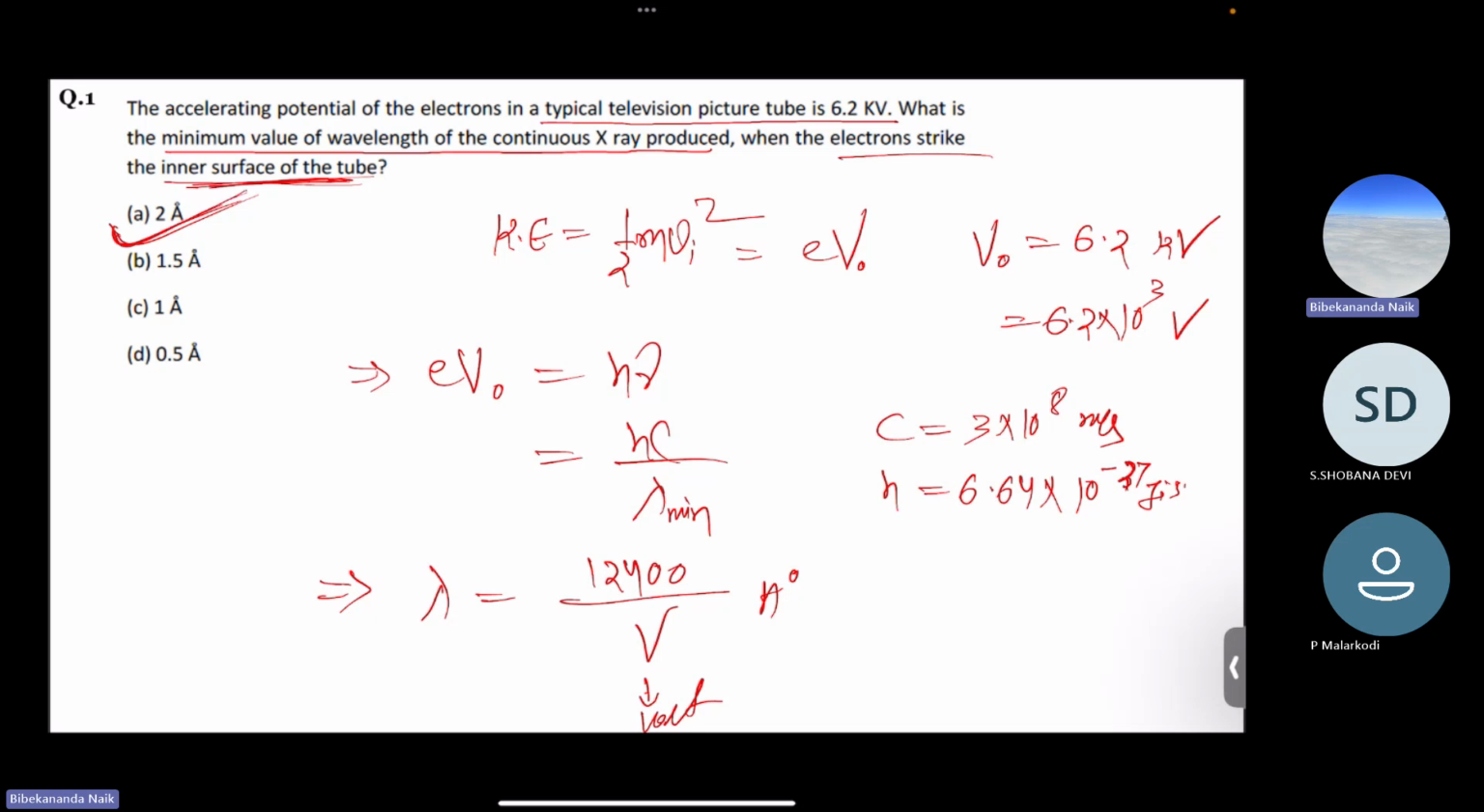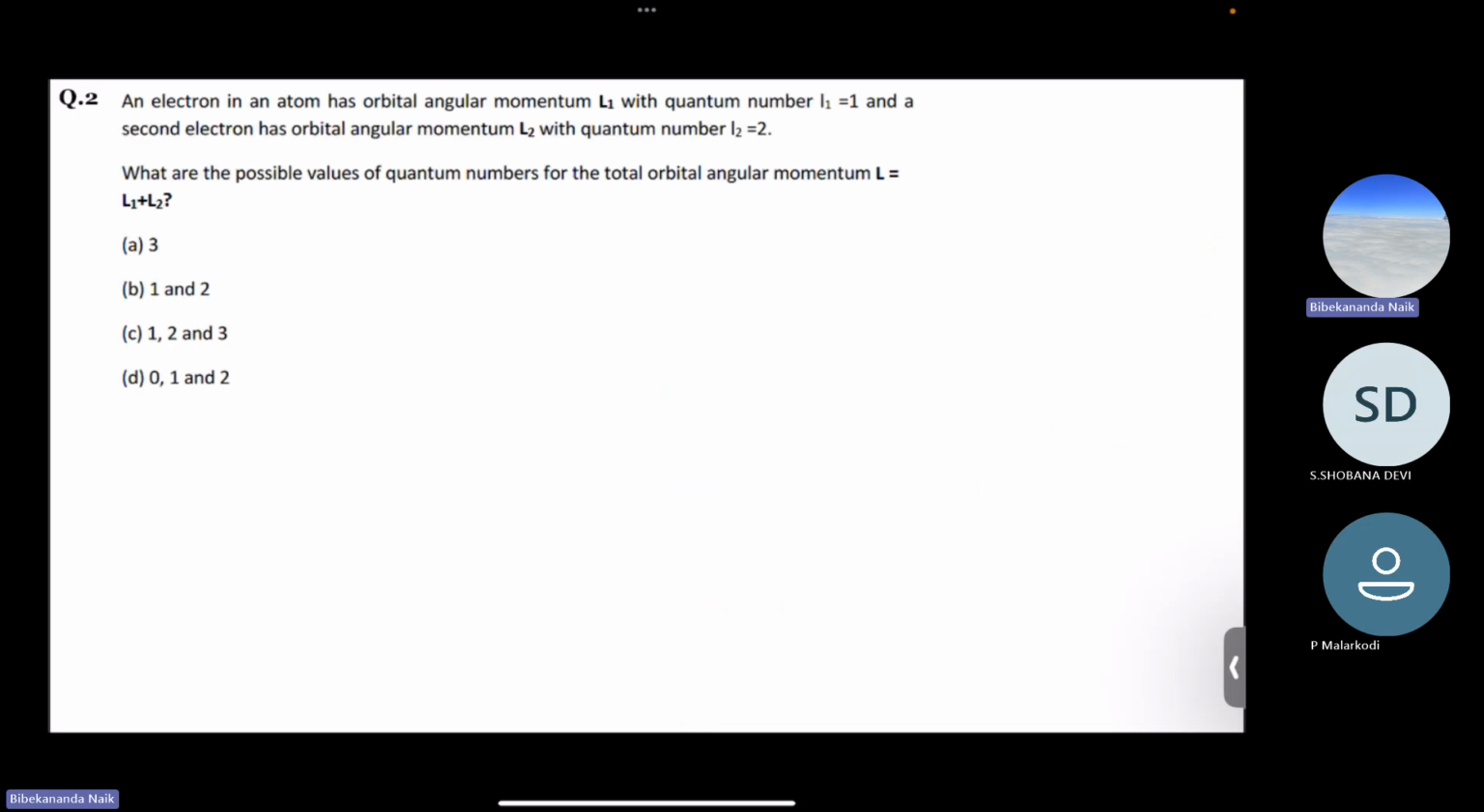Now, if we move to our next question, the question says an electron in an atom has orbital angular momentum L1 with quantum number l1 equal to 1, and the second electron has an orbital angular momentum L2 with quantum number l2 equal to 2. Now, what are the possible values of quantum numbers for the total orbital angular momentum L, that is equal to L1 plus L2? Options are: option A 3, option B 1 and 2, option C 1, 2 and 3, and option D 0, 1 and 2. So these are the four options. I request you to try this question and then we will discuss after a few minutes.